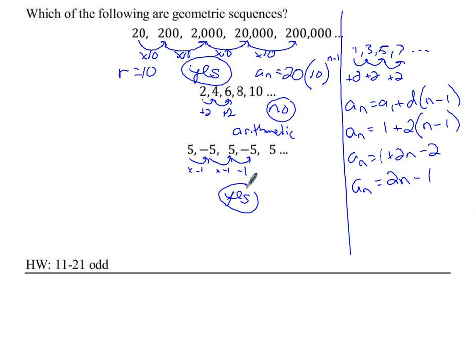And let's write the equation for this one too. We don't have to, but we might as well. A sub n equals what? 5, the first term, which was 5, times -1 to the n minus 1 power. That's right. And that's your answer.